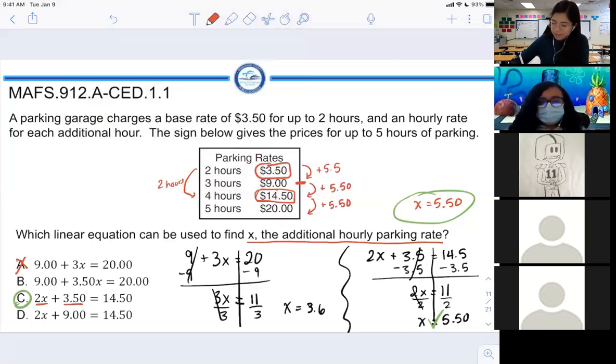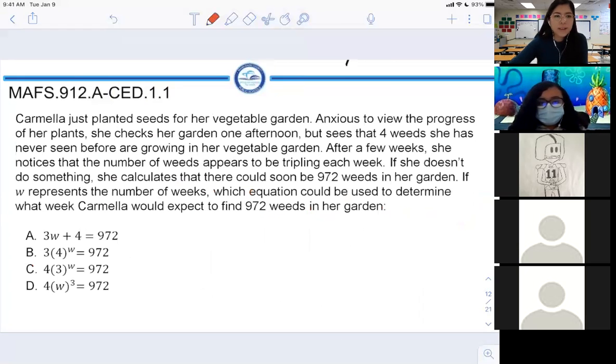Alrighty, cool. Next one. Ooh, big problem. But again, we're just figuring out which equation makes the most sense. Tyrone, you want to read? Go for it.